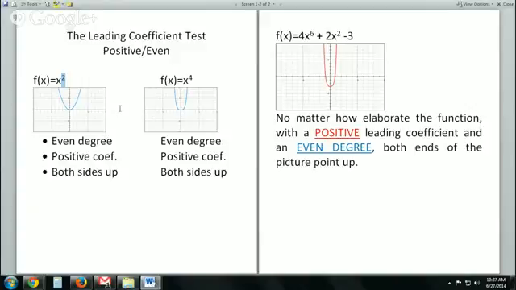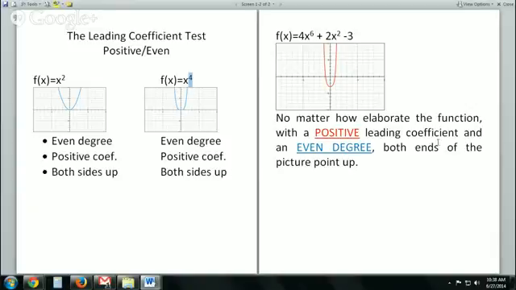Let's see if that's going to be true with a more complex picture. Here is a positive x to the fourth. So again, an even degree, a positive coefficient. The left side is pointing up, so is the right side. Both sides do the same thing, positive and even. They are both pointing up. If we have an even degree with a positive coefficient, both sides are going to point up.